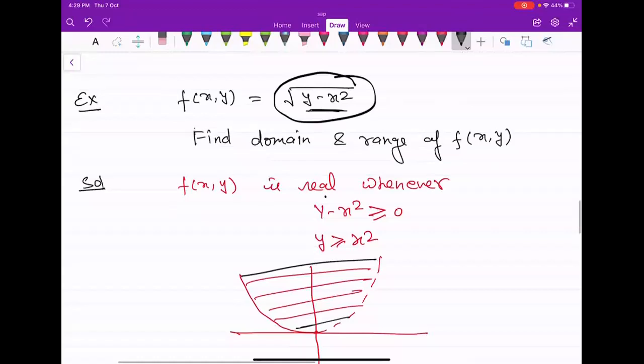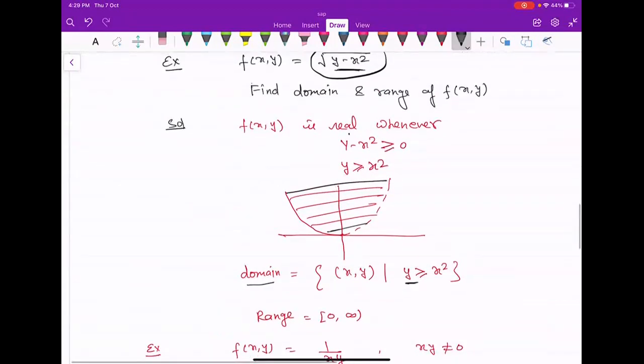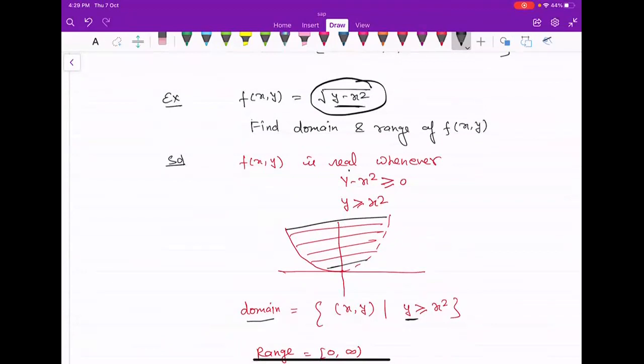Understand? This is the thing we have discussed. So the domain is the set of x and y that satisfy this condition, y greater than or equal to x square. And the range is what output we are getting, root of y minus x square. If you see from here, that will be from 0 to infinity.